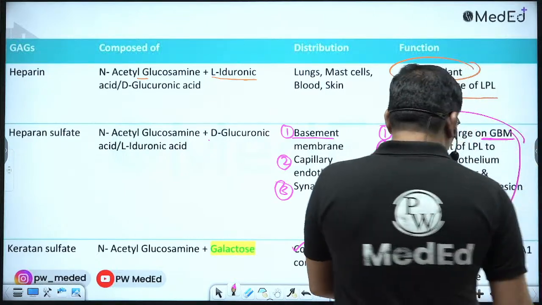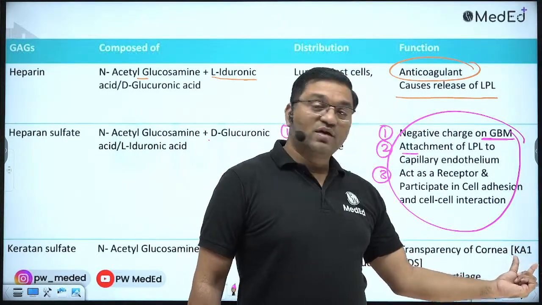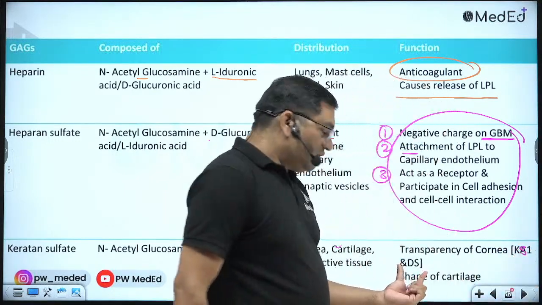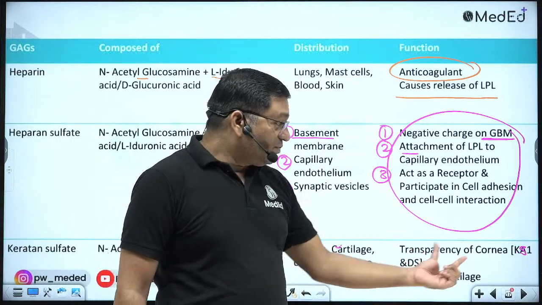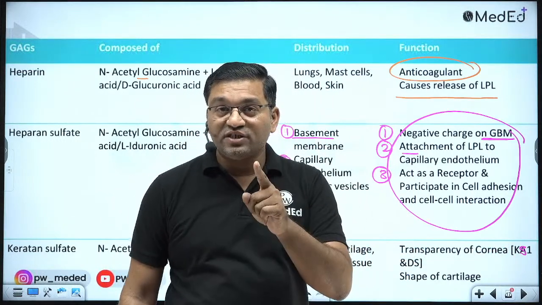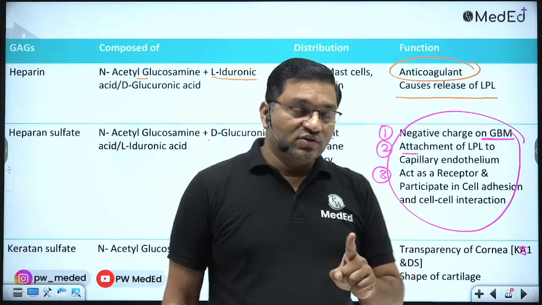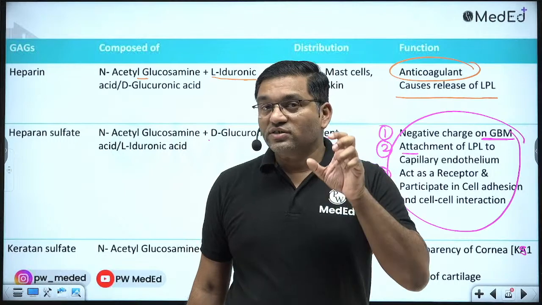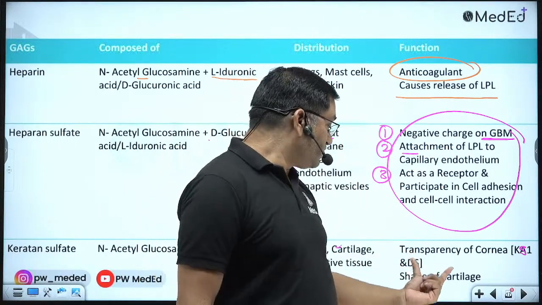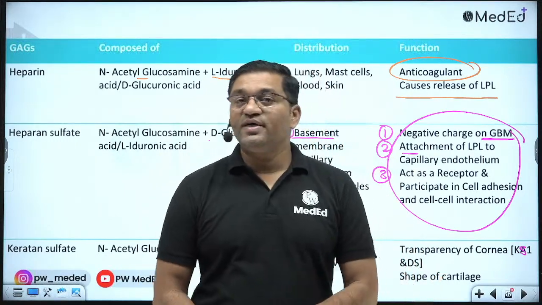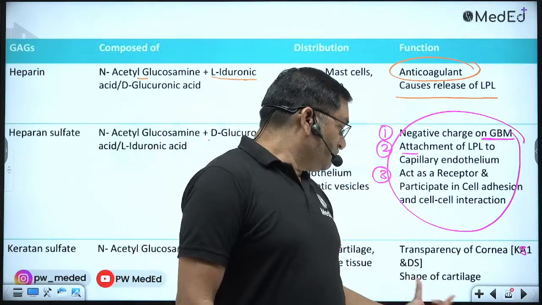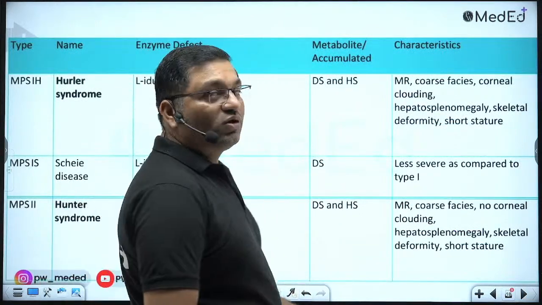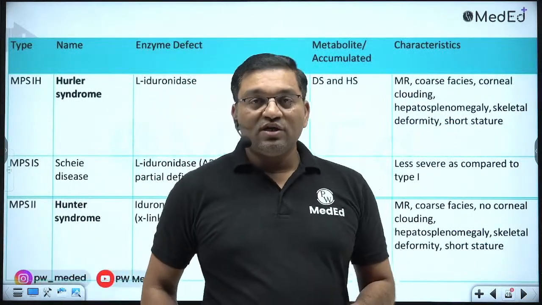So transparency of cornea is mainly due to keratan sulfate 1, and also dermatan sulfate. If there is no keratan sulfate in the options, go with dermatan sulfate. Principally it is keratan sulfate, but dermatan sulfate also contributes to corneal transparency. Keratan sulfate is also important in the shape of the cartilage. So these are the 6 important glycosaminoglycans.